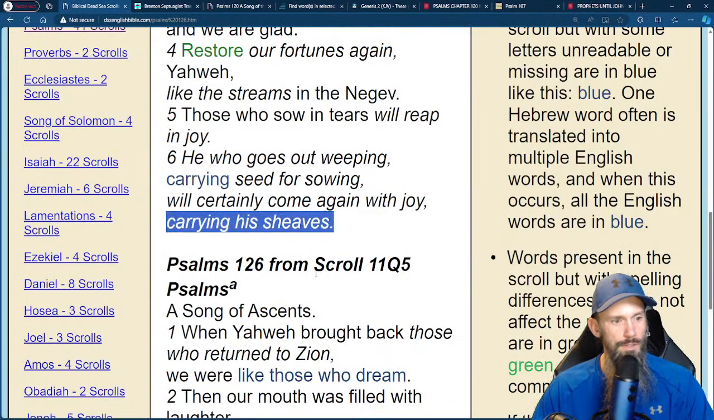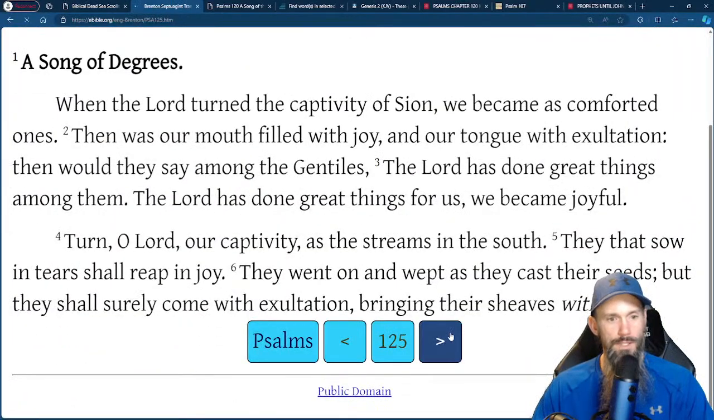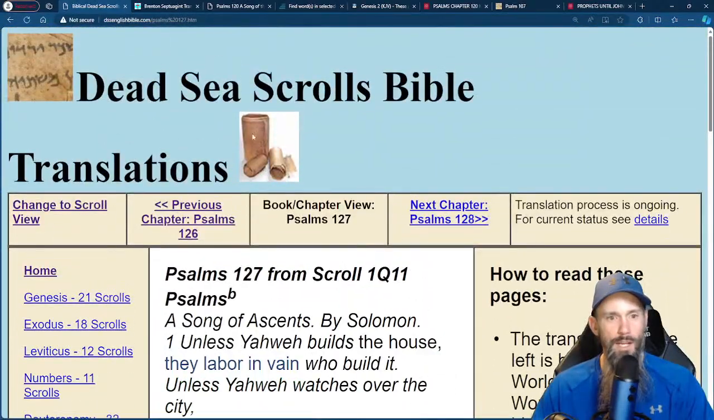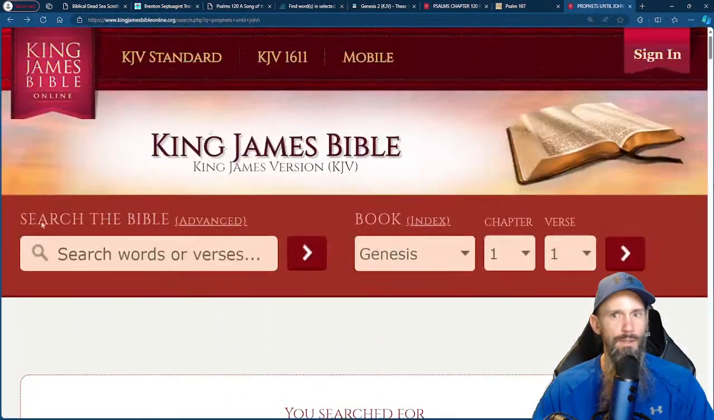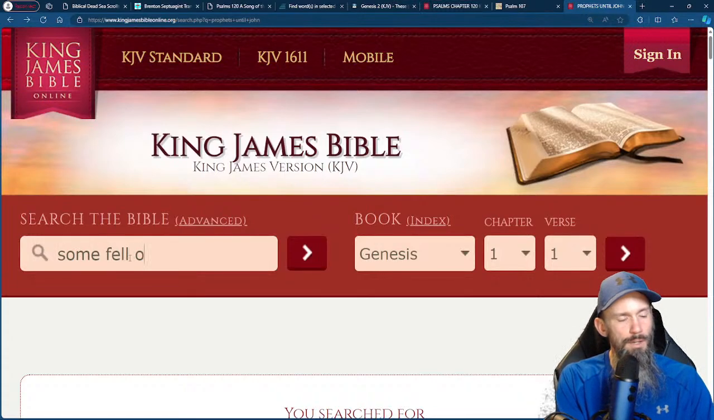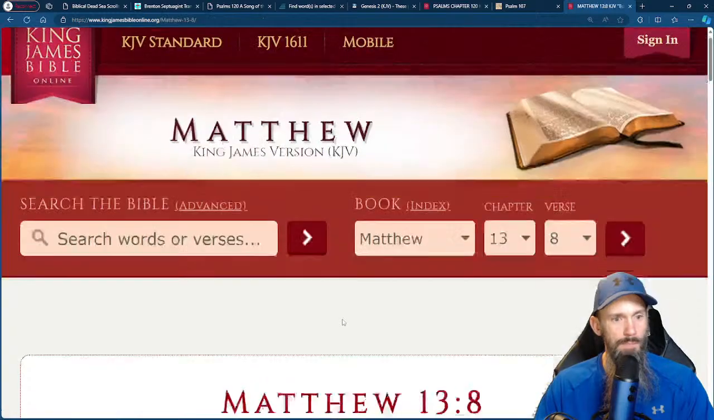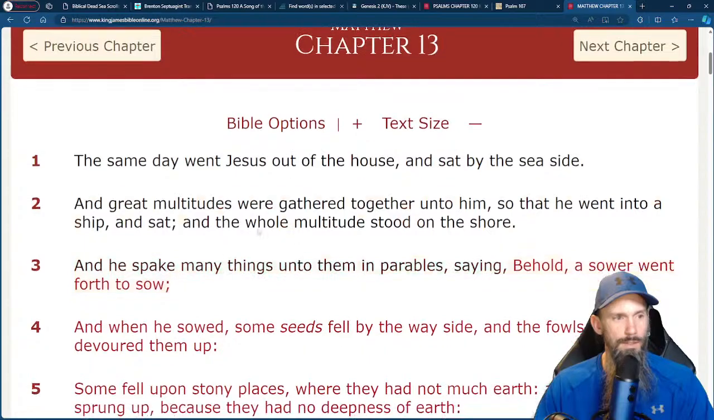Carrying sheaves, 6. Yep, that's another short psalm. Talking about sowing. Got to sow the word. Some fell on, yeah, that's a good one. Some fell on good ground. Matthew chapter 13.